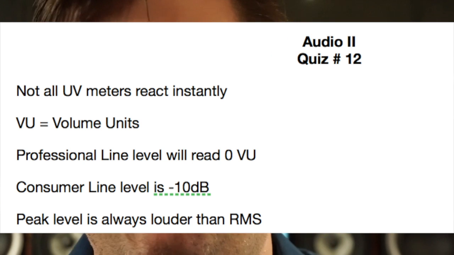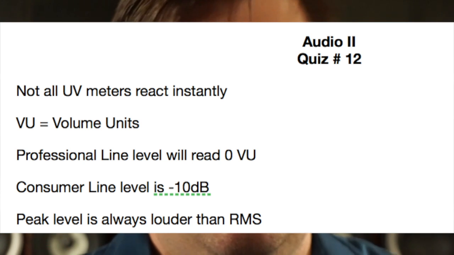Consumer line level on consumer products, that is at minus 10 dB. And if you were lucky, I did not get into the differences between the two scales. All you really need to know, minus 10 dB is consumer, plus 4 professional.